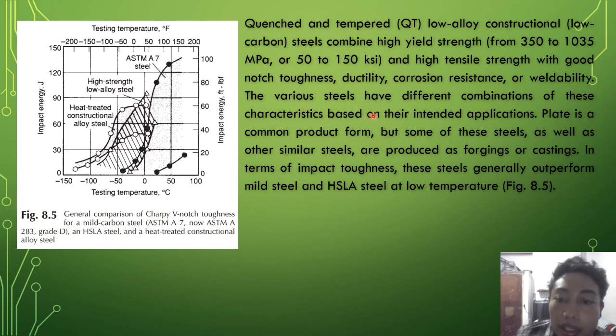The various steels have different combinations of characteristics based on their intended application that each is commonly produced for. But some of these steels, as well as other similar steels, are also produced in cast form. In terms of impact properties, there is still generally a problem with steel at low temperature. Table 6.5.